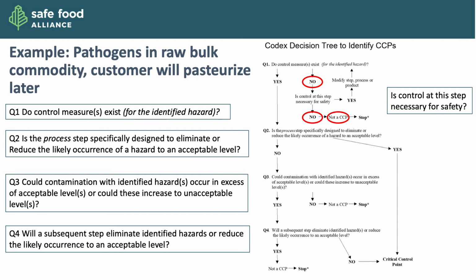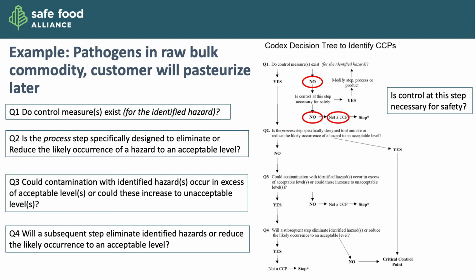Another example, pathogens in raw bulk commodities, and we know our customer will pasteurize later. So we are maybe just processing in bulk, and it's a work in progress type product where we know we are not going to be the end processor of this product. Our customers, and we've identified this in our product description and intended use with the preliminary steps for HACCP, we've said this product is bulk. It's not intended to be sold or consumed directly by an end consumer.